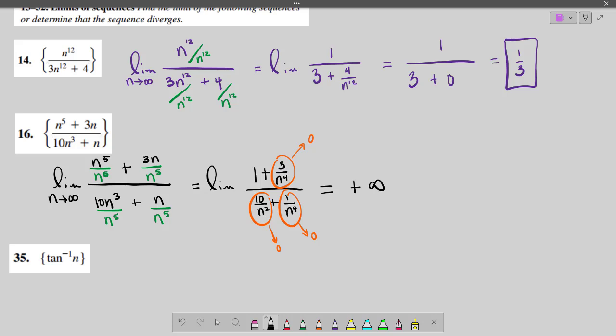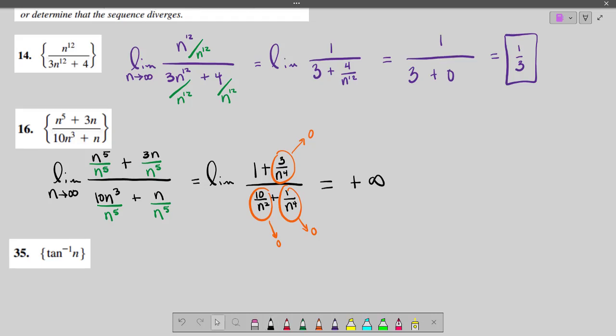Right? And it's not ambiguous, though. It's not like sometimes it's positive, sometimes it's negative. We're always positive because n is going to positive infinity, so we're dealing with positive numbers. Okay. So that works great.